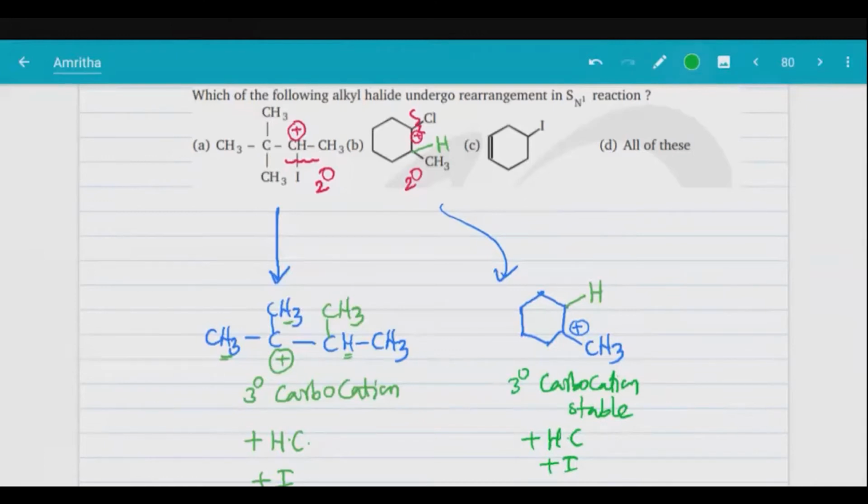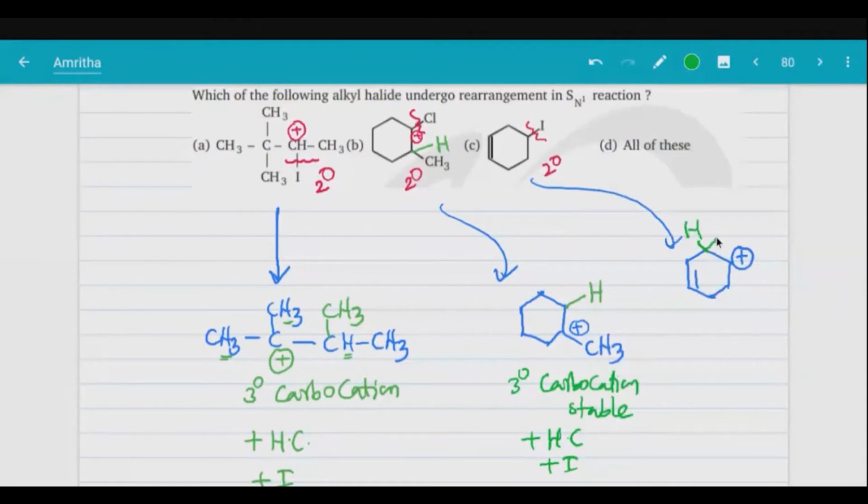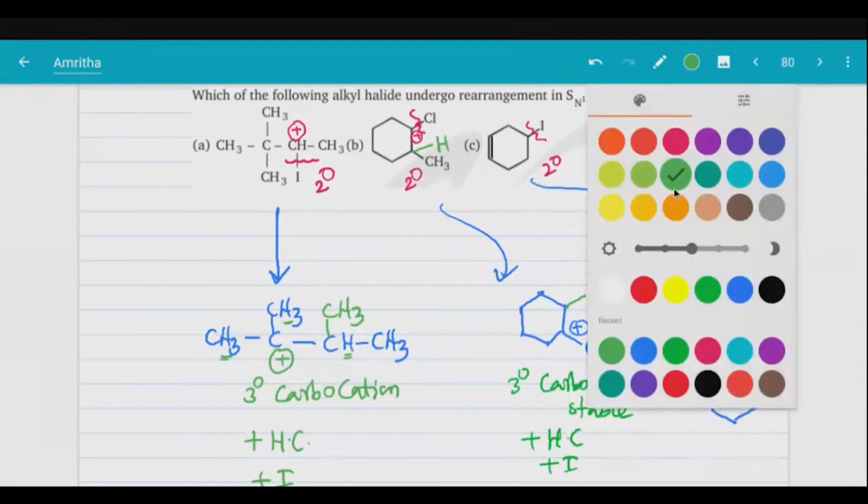Okay, option C. Yes, option C. Fine, right. So option C, what I'll do? See, I'll break this. Okay, secondary carbocation. So what I'll do here? There is a positive charge. Okay, but if I shift one of the hydrogen, there are two hydrogens here. You shift any hydrogen, you will get again secondary, but there is extra stability with resonance. See, if I shift this, what I'll get? I'll get allyl carbocation.